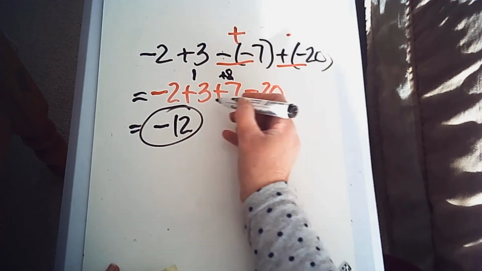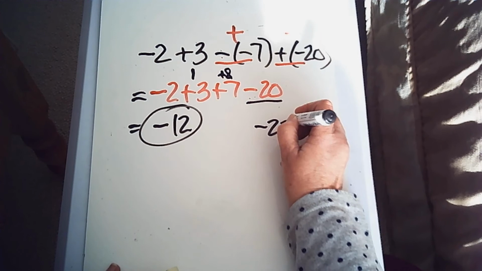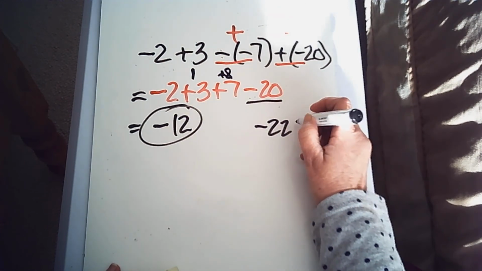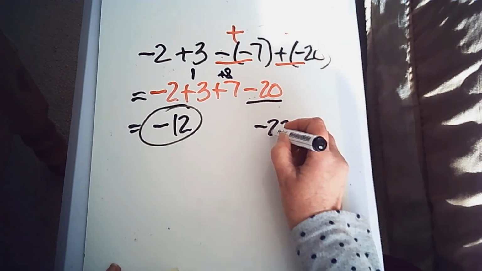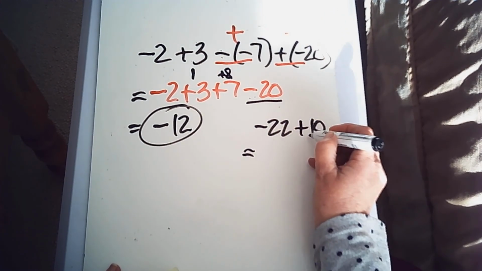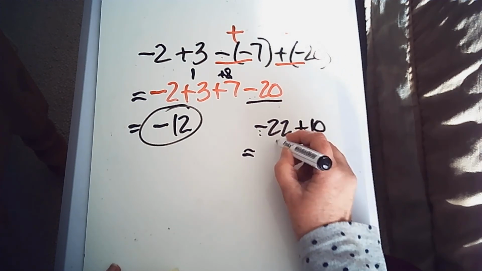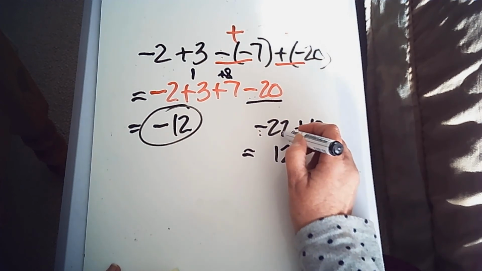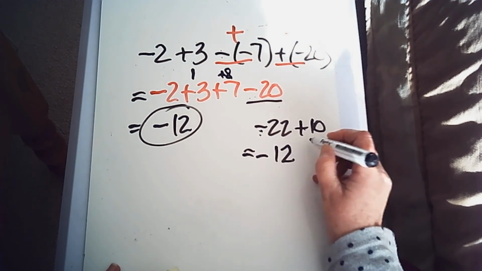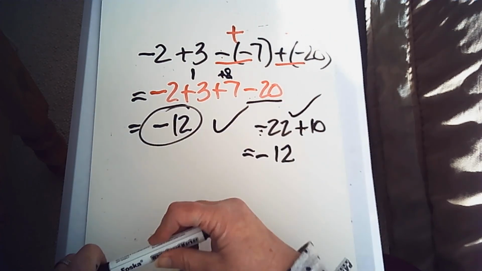Okay, let's see if we did it the other way around. So minus 2 minus 20 gives me minus 22. 3 plus 7 is 10. Can you see that even if you work this out like this, and you find the difference between the two, it is 12, and which digit is bigger? The minus 12. So either way would be correct.